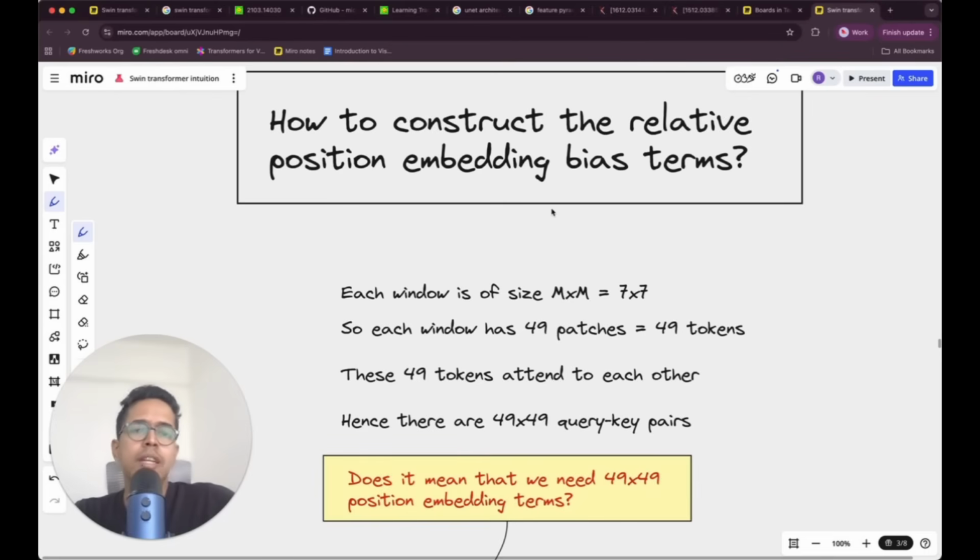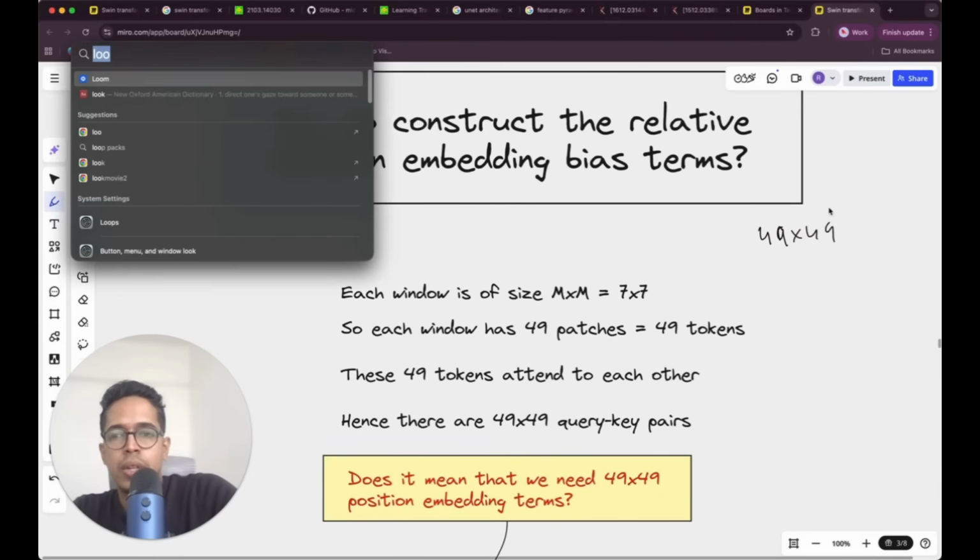Now, how do we construct the position embedding bias, or position bias? Think about each window. Each window has 7 by 7, which is 49 patches, correct? And each patch will attend to every other patch. So ideally, how many unique position terms are there? 49 times 49. What is this number?